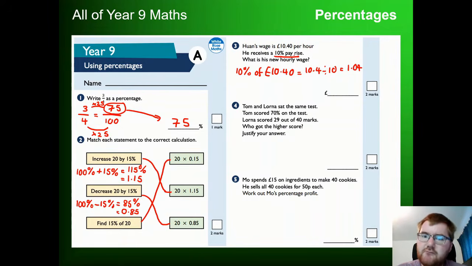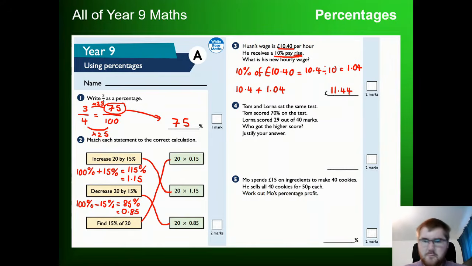And because it's a pay rise, always better a pay rise than a pay cut, we need to add it on to the original. So our answer will be 10.4 adding on the 1.04, that gives us 11.44.